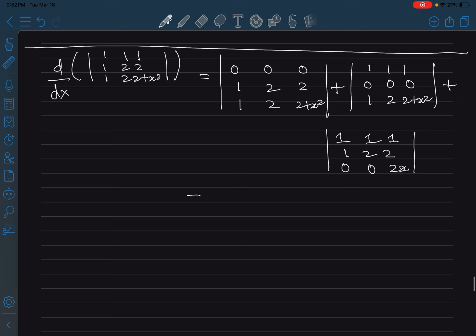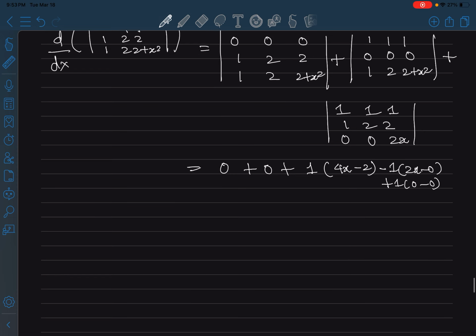Now the first determinant is 0 because the entire row is 0. The second determinant is also 0 because the entire row is 0. And the third determinant is 1 times 4x minus 2, plus, sorry, here it's negative 1 in this case, 1 times 2x minus 0, and then plus 1 times 0 minus 0. So that gives us 4x minus 2.